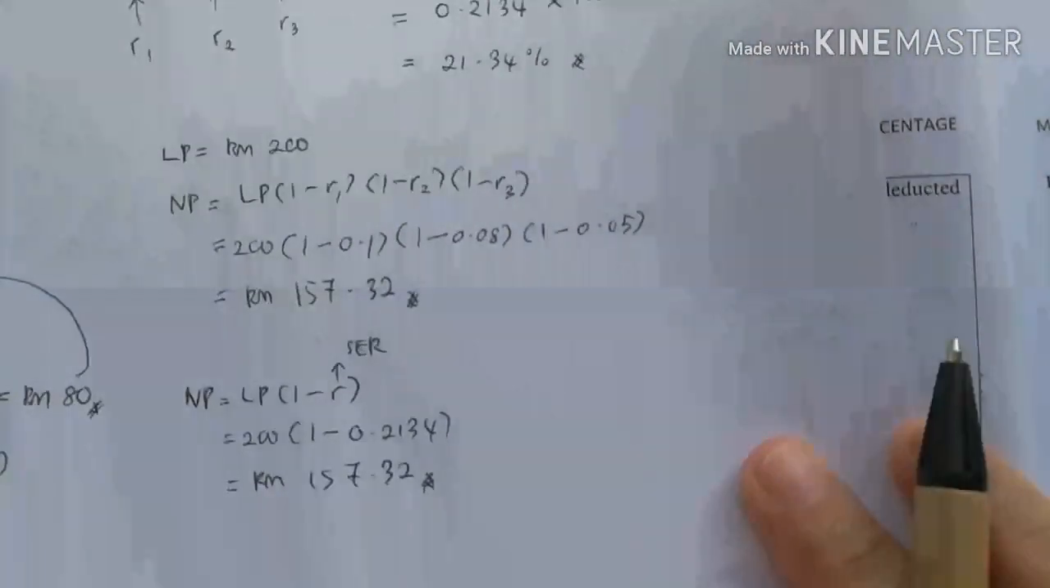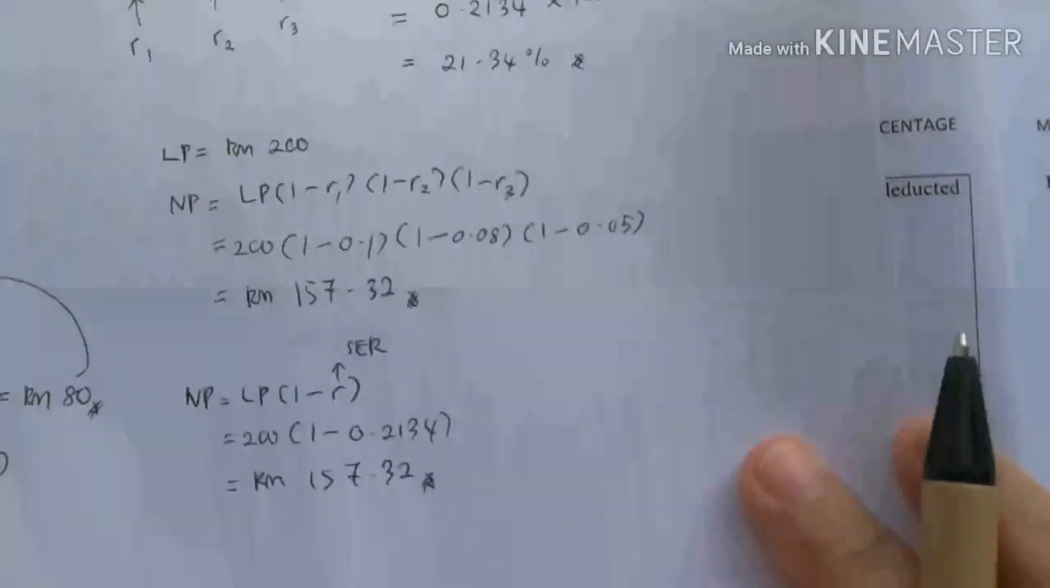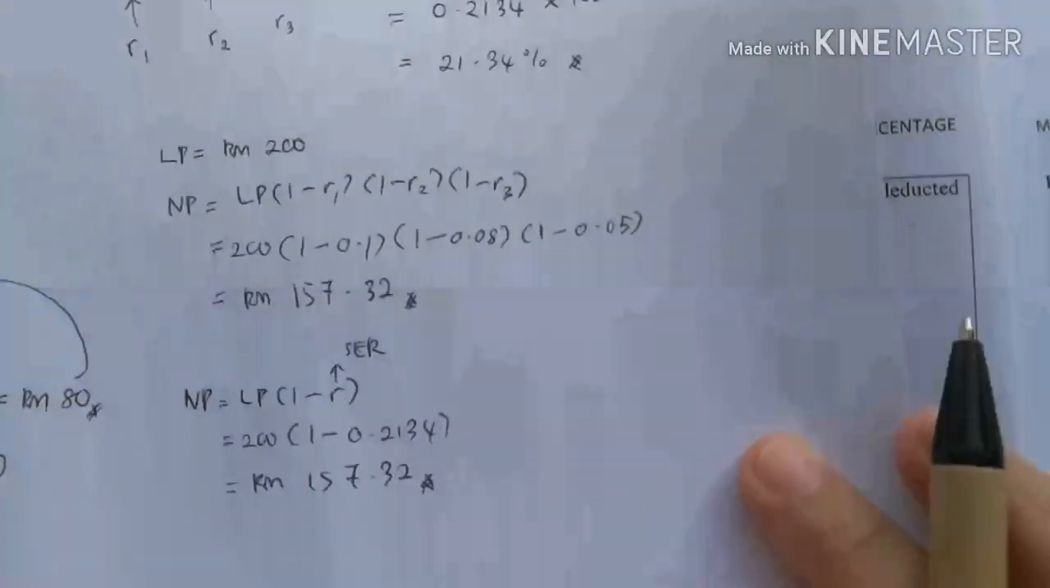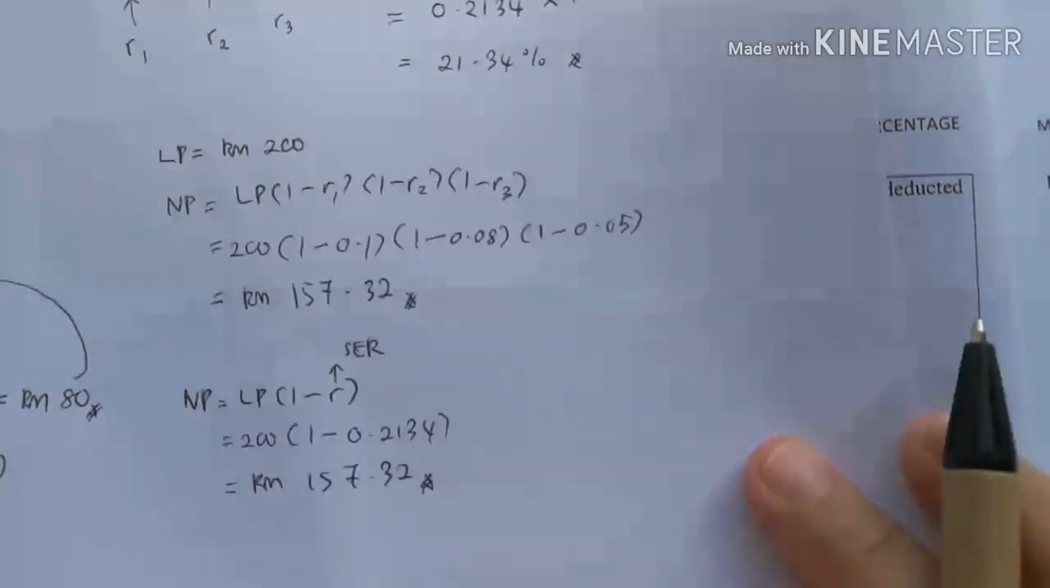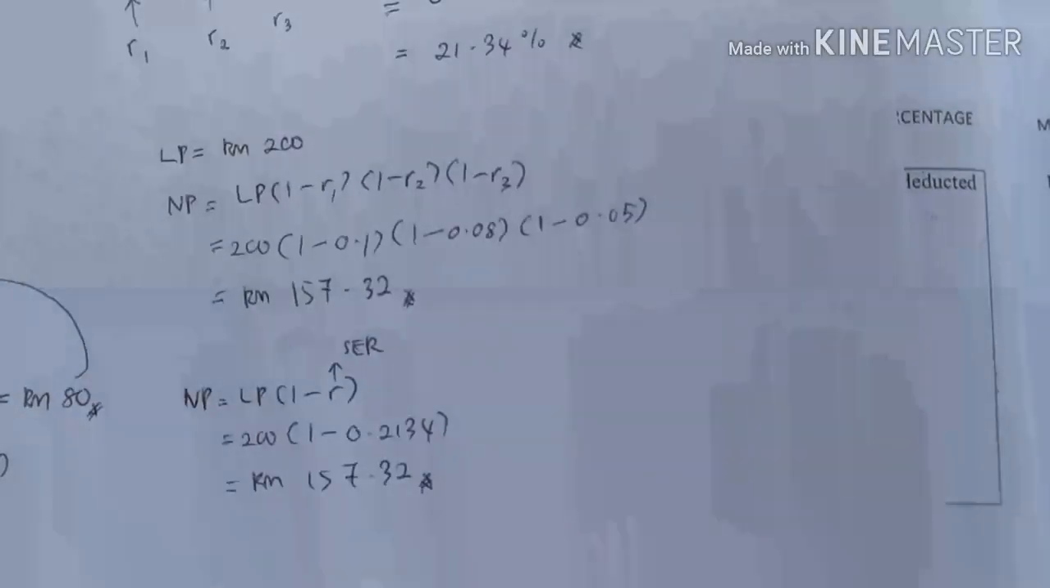Okay, so that's all for this video. In the next video, we will discuss a few examples regarding the trade discounts that consist of the single discount and also the chain discount.